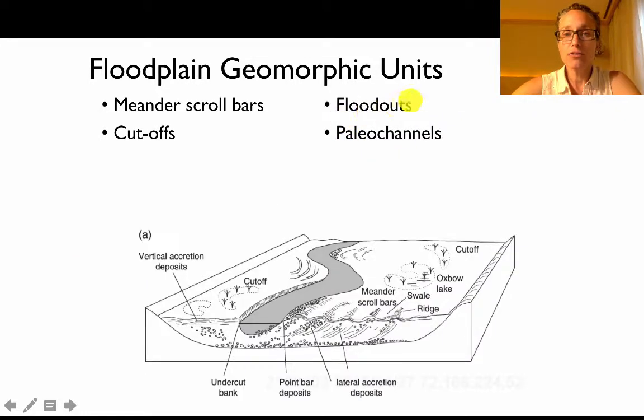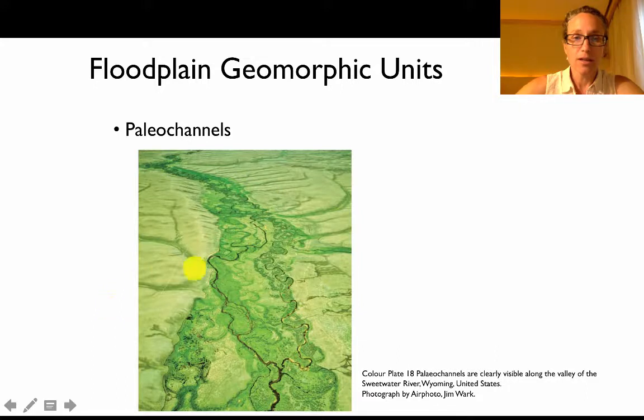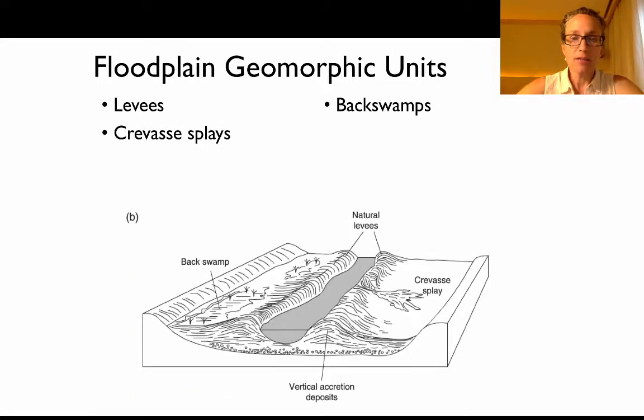A couple other features, floodouts. These occur in dry ephemeral channels. As the floodwaters move downstream, there are losses to the subsurface and losses to evaporation, and you can end up with deposits as a result of that. And then paleo channels are remnant channels in the floodplain. So you can see in this image here some paleo channels in the floodplain. Those are all features that we can find in floodplains.